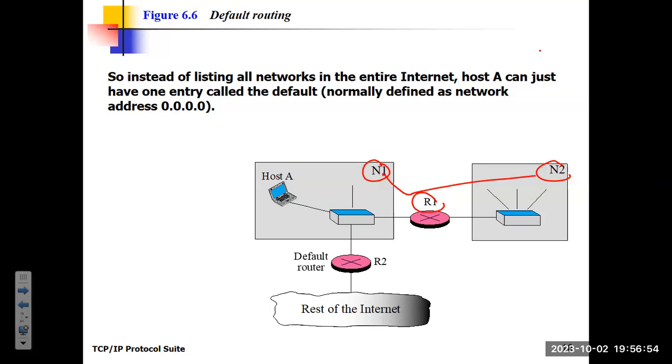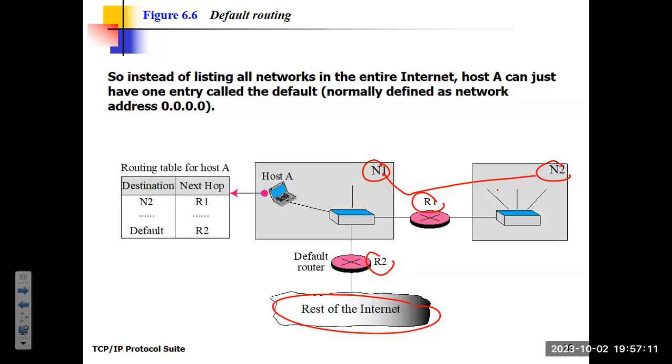If you want to go to any other network, what do I have to do? I have to go through R2, which is going to the internet. The internet has thousands, millions of routers. I will show you some example there. So how's the table for host A? How many networks do you have here?